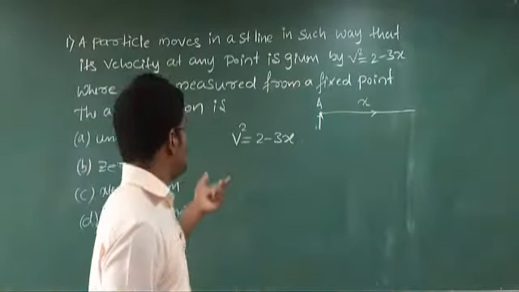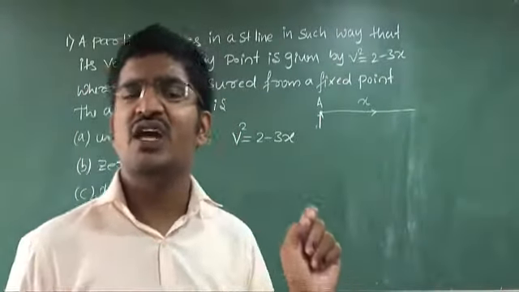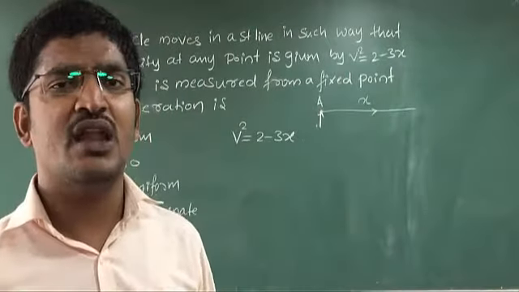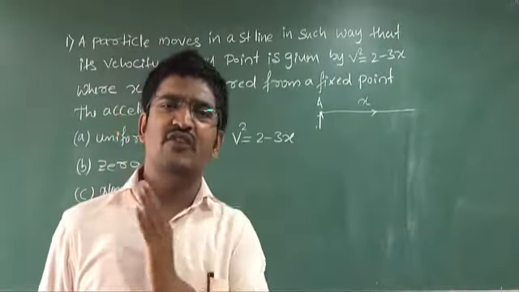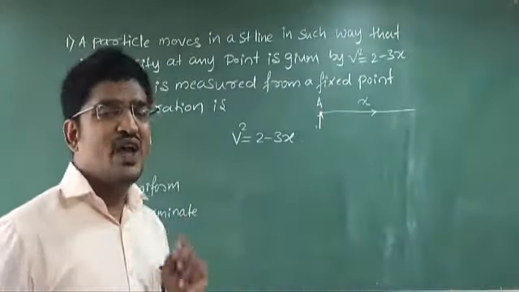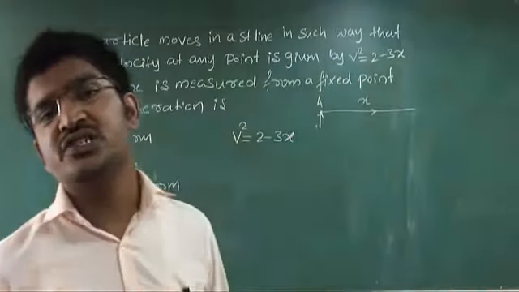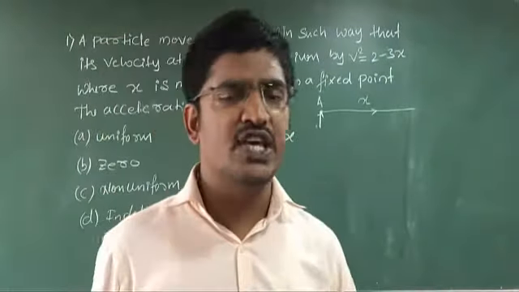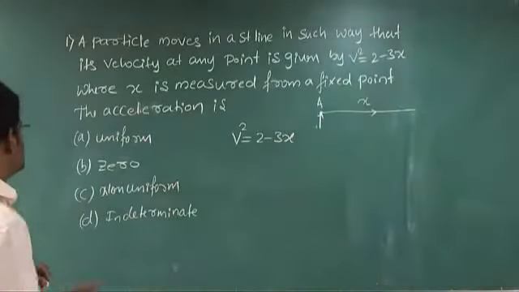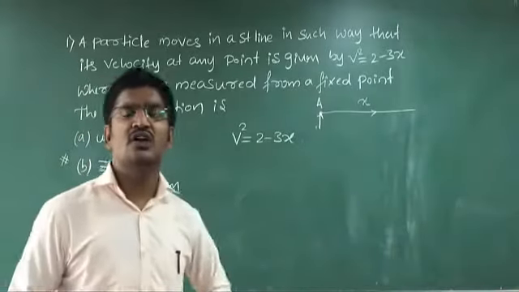See here, velocity is not constant at any point because v square is equal to 2 minus 3x. It is not a constant function. It is varying at each and every point. If a constant were differentiated, the acceleration would be 0. On this note, you can tell that 0 is not your answer.